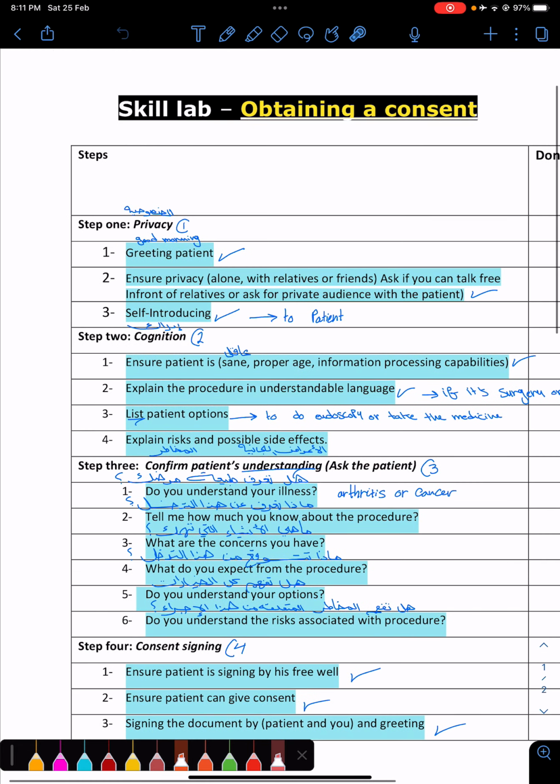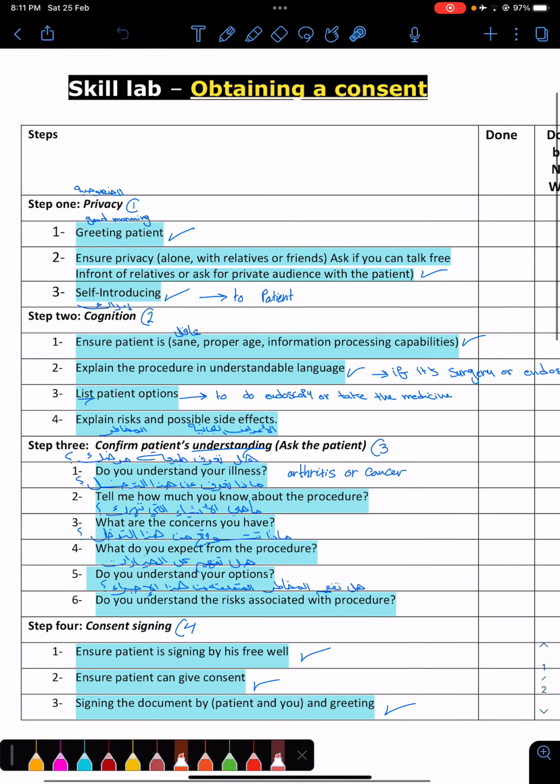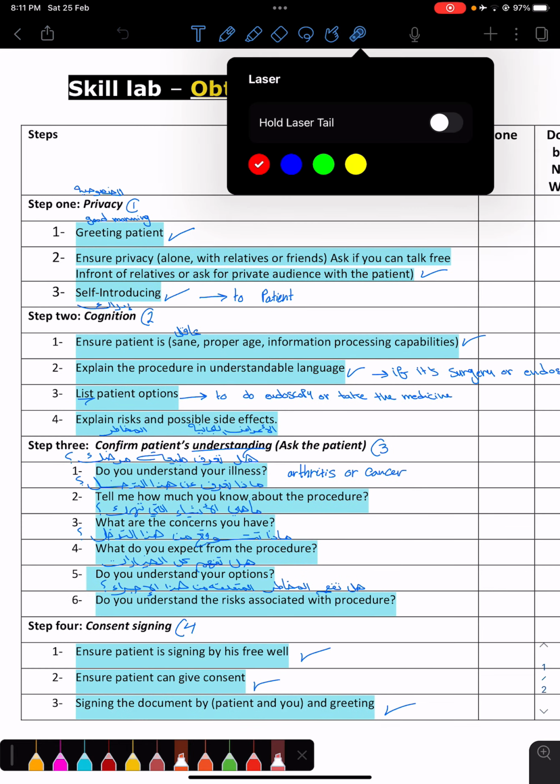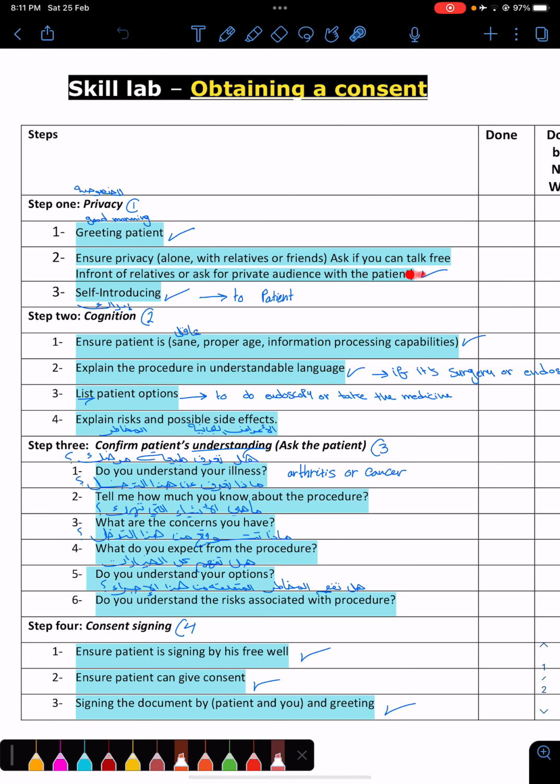The first thing is privacy. At first, you have to ensure the patient's privacy, whether alone or with relatives or friends. Ask if you can talk freely in front of the relatives, or ask for a private audience with the patient. So this is the next step: ensure the privacy.